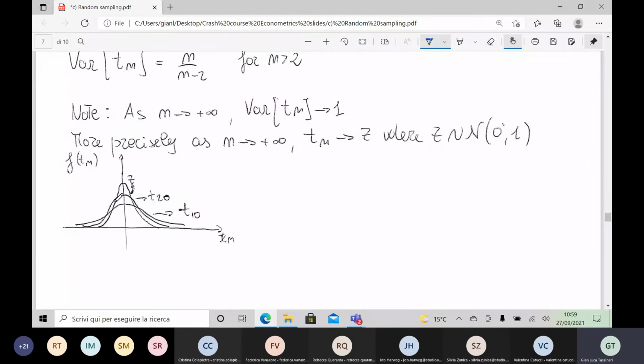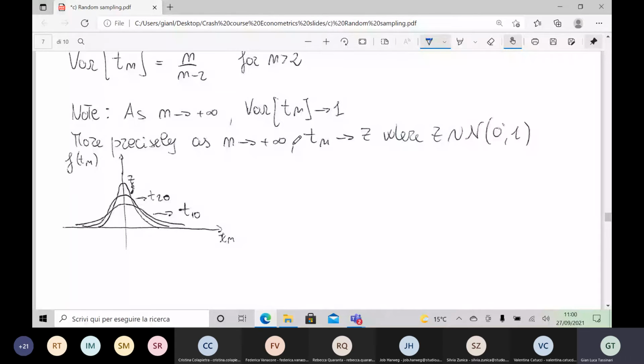So the standard deviation of a student's t, the distance between the inflection point and the center of the distribution, is in general bigger than 1. But as n increases, the variance and therefore the standard deviation decrease and tend to 1. When n is huge enough, instead of working with the student's t distribution, you can work directly using the zeta distribution. But this is only when n becomes huge.